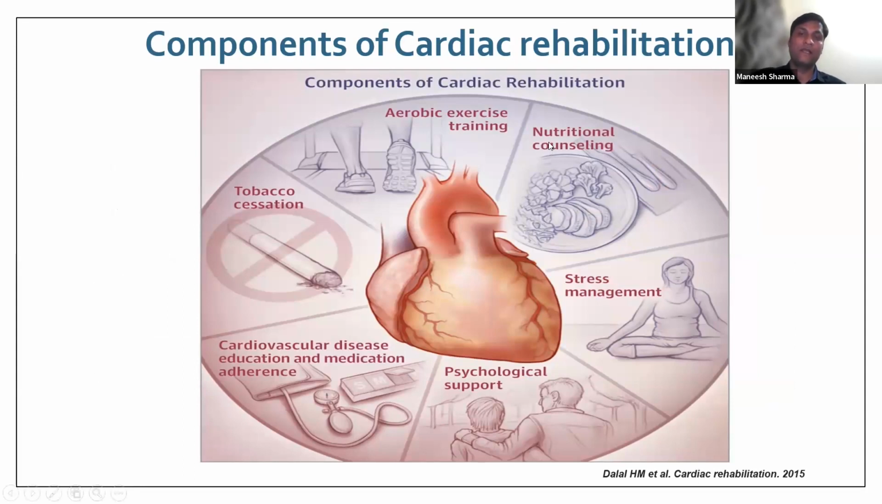And nutritional counseling is basically given by the dietitian. A robust nutritional plan, a diet plan, is prepared for the patient, and then close supervision is also maintained for the diet plan of the patient by the dietitian. Stress management: the counselor normally has sessions for the patient for stress management. Then psychological support is given by, of course, the counselor and occupational therapist. Then cardiovascular disease education and medication adherence is given by the cardiovascular nurse, and tobacco sessions are taken again by the psychologist and the counselor. And altogether, all these components are taken care of by the cardiac rehabilitation team.